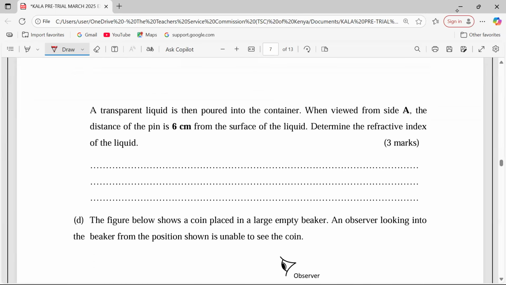Determine the refractive index. We know there are very many formulas to determine the refractive index of materials. So refractive index is given by real depth over apparent depth. The real depth of this pin is 8, but apparently it appears to be 6. Therefore, the refractive index, without units, is going to be 1.333.